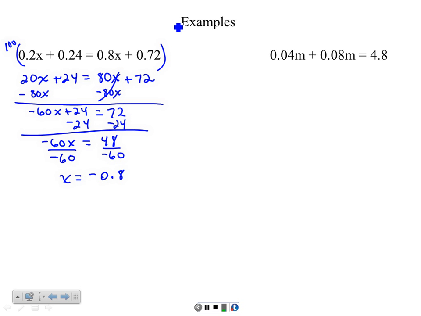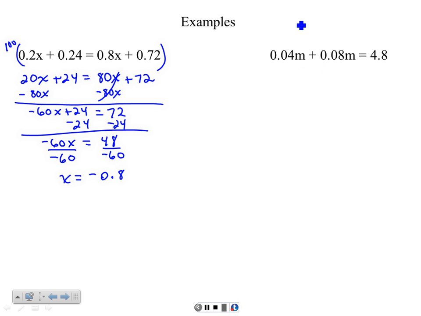All right, so for the problem on the left, I showed you how to get rid of the decimals by multiplying through by the highest place value. Well, on the right-hand side, we're just going to work this problem just like we did in 2.1 without getting rid of the decimals. So what I have here is like terms on the left-hand side. So I'm going to combine those like terms.